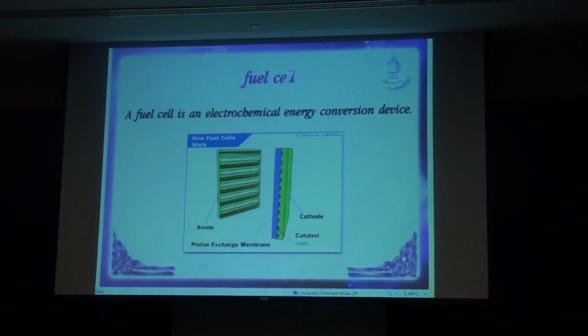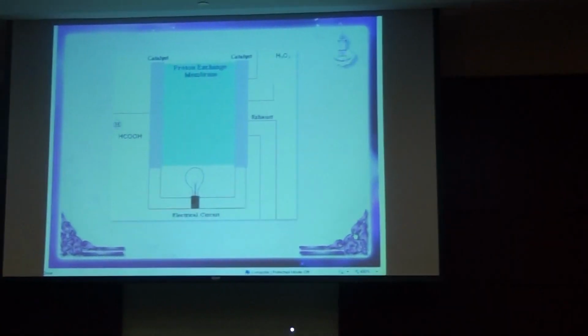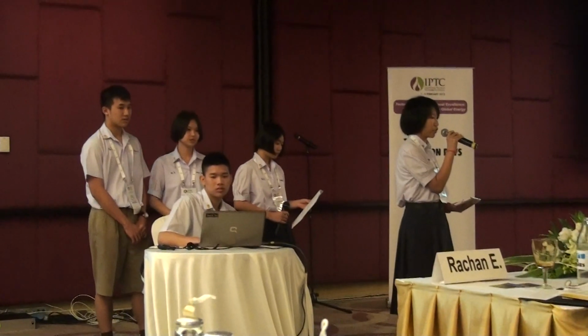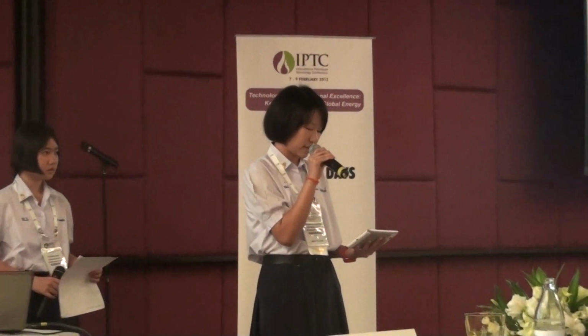Oxygen molecules interact at the cathode. Here, the oxygen and the proton combine with an electron, producing water and heat. Individual fuel cells are placed in a series to form a fuel cell stack, which is used in a system to power vehicles or provide stationary power in homes or buildings.